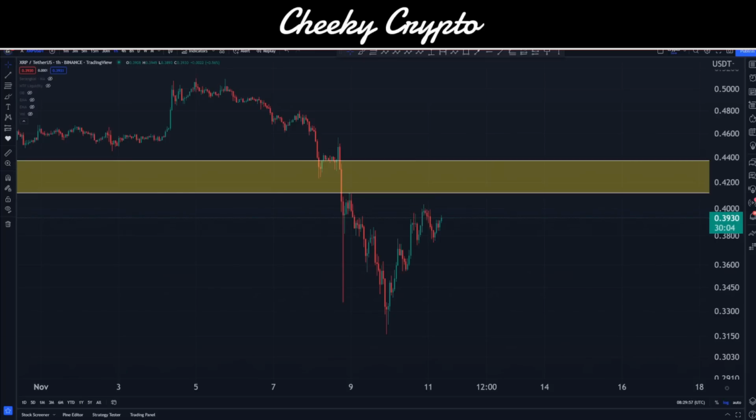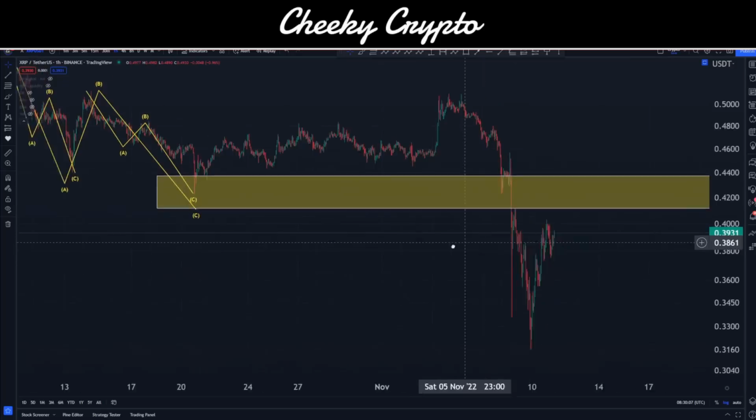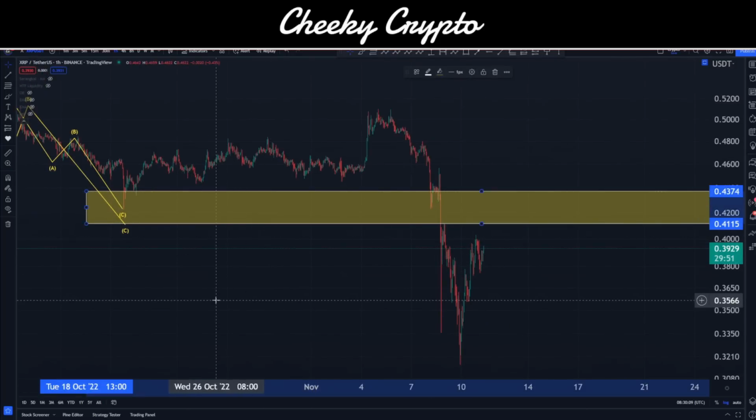Here we have XRP paired up with USDT on the hourly chart. Binance is the data source. Now, I'm just going to zoom out of this for a moment, so I want to reflect on what we're looking at here. Okay, we have this yellow box area just here. This is basically 41.15 to 43.74 cent.